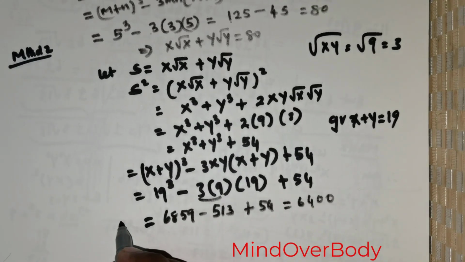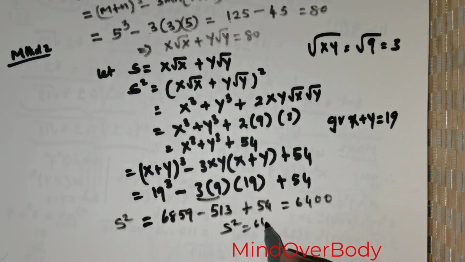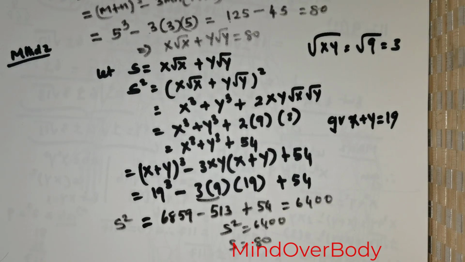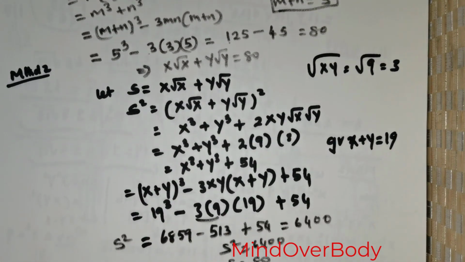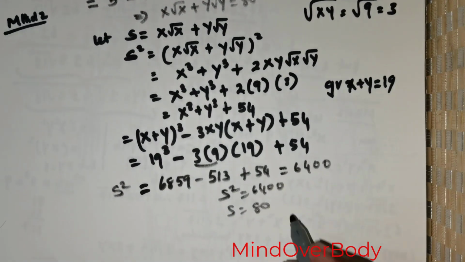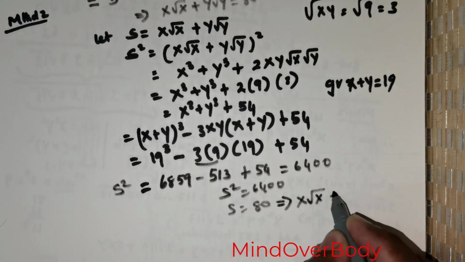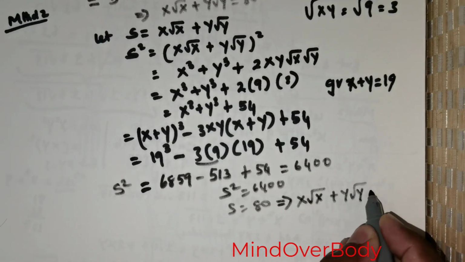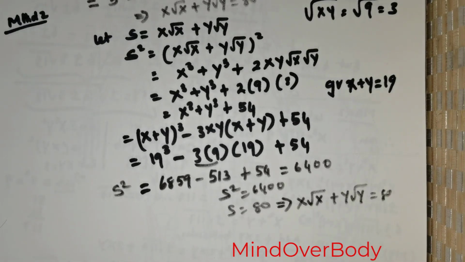Now on the left I got s squared. So s squared is equal to 6400. So s will be equal to 80. Now we are looking only at the positive value. But what is s? S is nothing but x times root of x positive y times root of y, right? So this would mean I've got the value x times root of x positive y times root of y is equal to 80. So that's the solution. So this is the method 2. Let's move on and do method 3.